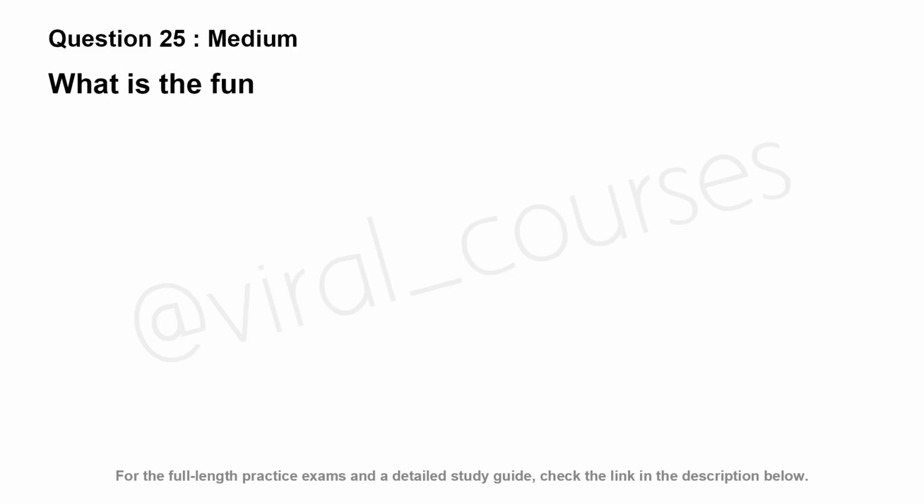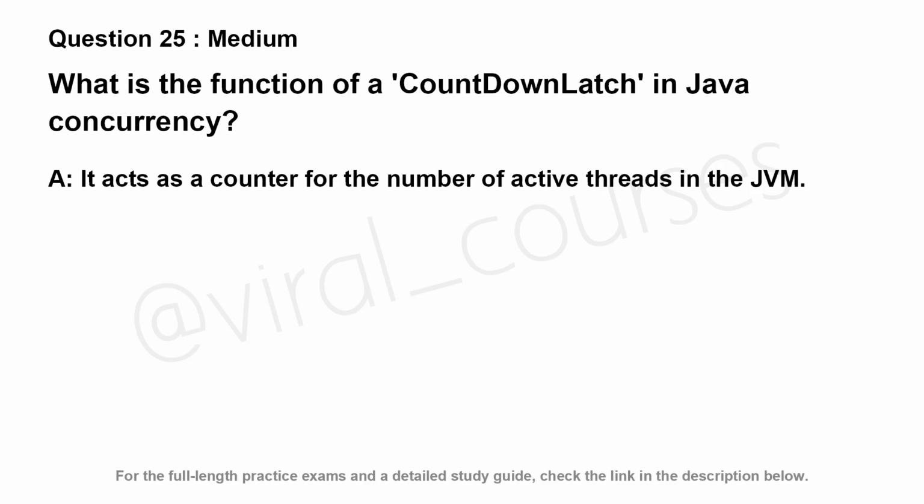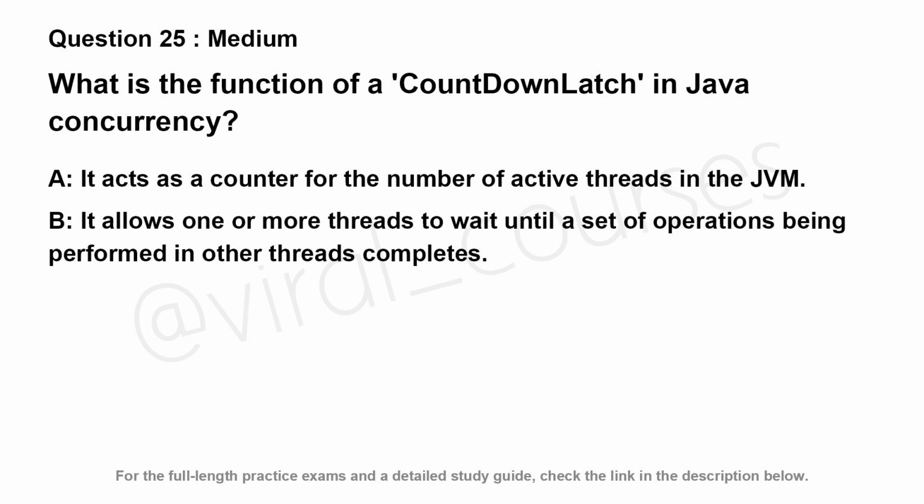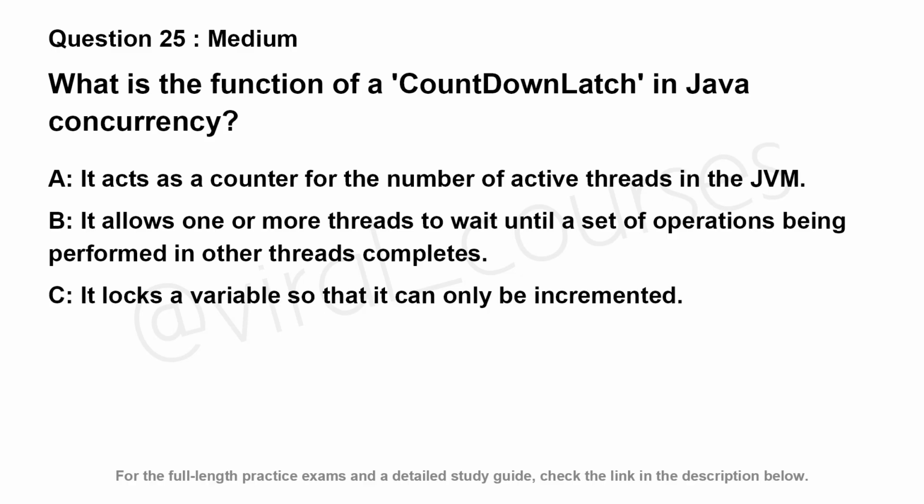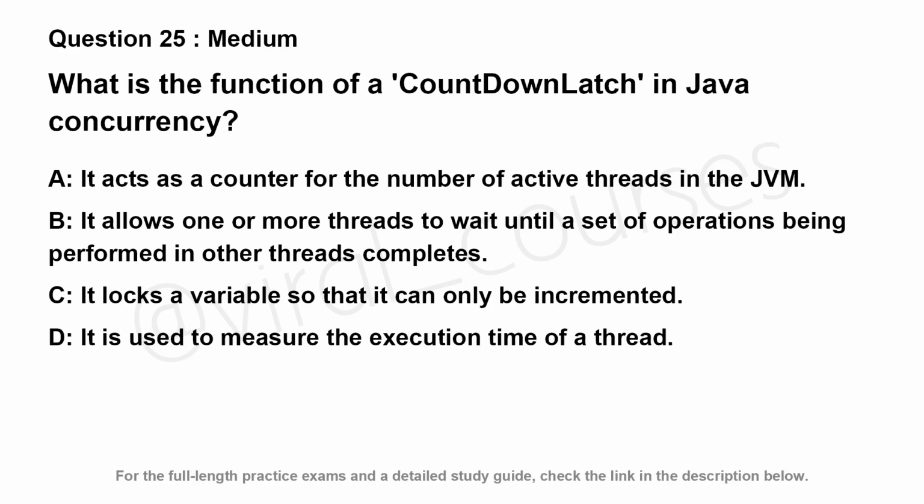What is the function of a CountDownLatch in Java concurrency? Option A. It acts as a counter for the number of active threads in the JVM. Option B. It allows one or more threads to wait until a set of operations being performed in other threads completes. Option C. It locks a variable so that it can only be incremented. Option D. It is used to measure the execution time of a thread.